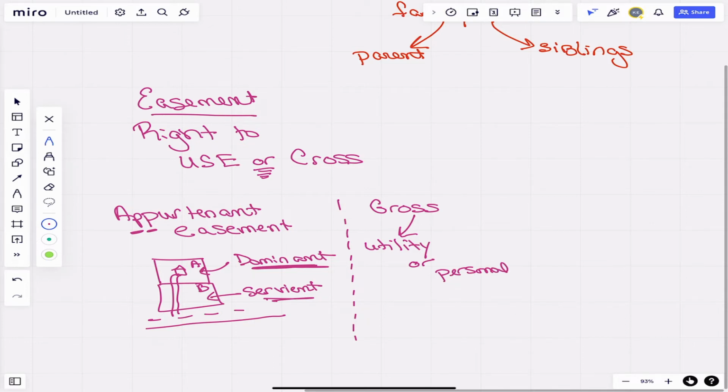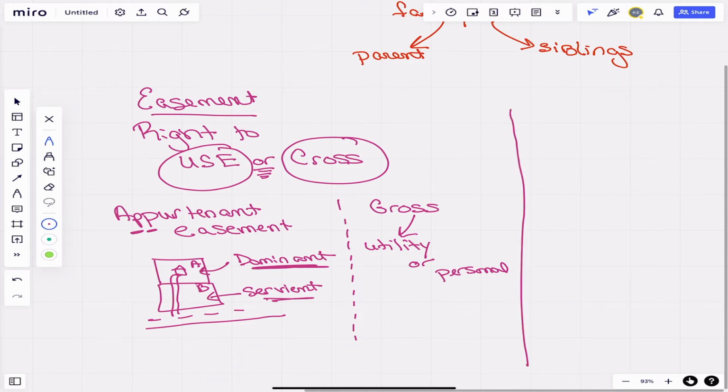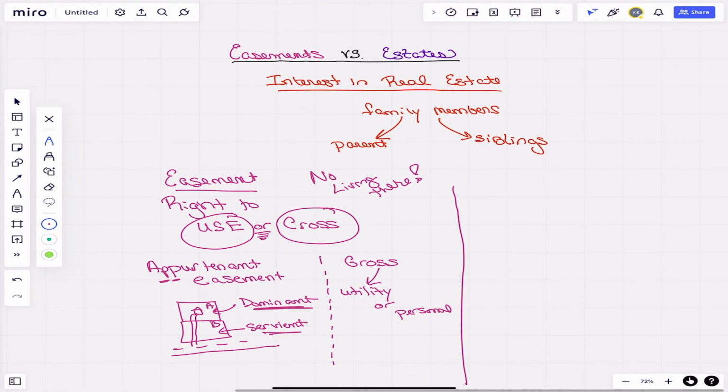I mean, there's all sorts of different types of easements, right? It's the right to use or cross. What you do not have the right to do is live there. No living there. And we're going to call that the right to possession, because when you have an estate, that is what that means. An estate means that you have the right to live on the property.